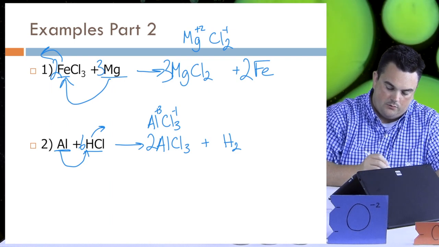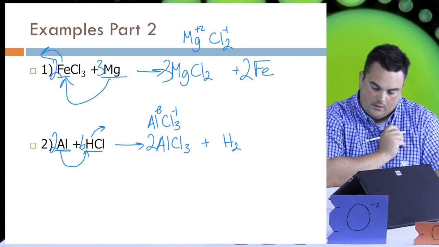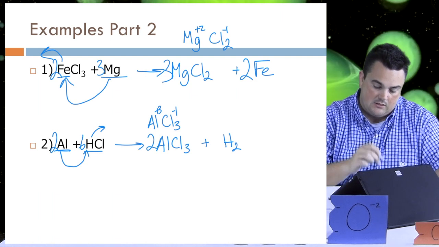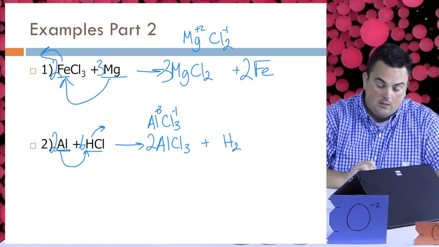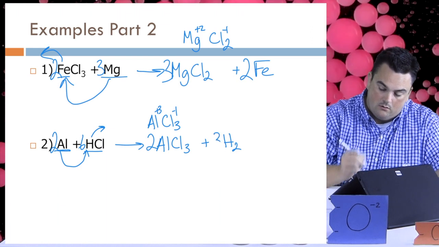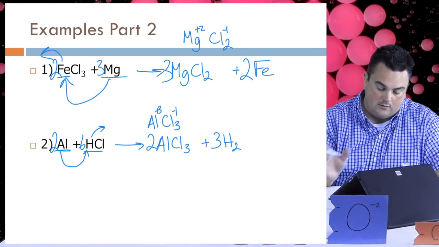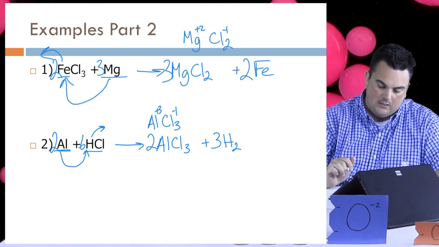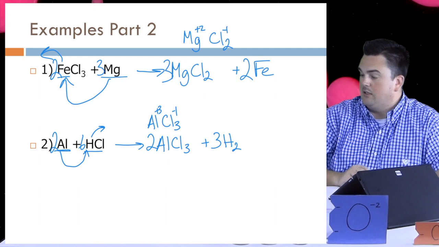And, oh, looks like my aluminum's now off. I got 1 and 2, so I'm gonna put a 2 there. So I've got 2 aluminums on both sides. I have 6 hydrogens on the left, so I'm glad I double checked. Always good to double check. So there's a 3 there then. All right, so let's double check again. 2 Als, 6 H's on each side, and 6 Cls on each side, so we're balanced.